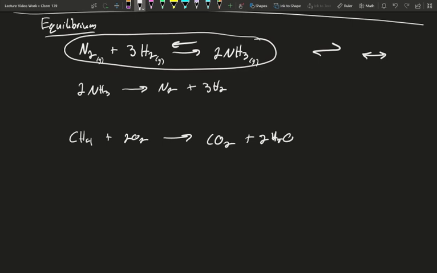In the methane example, we can presume that 100% of our material becomes CO2 and water. But in the ammonia example, maybe only 80% succeeds at becoming ammonia. Maybe only 20% does, and ammonia is really good at going back to starting material. Let's think about equilibriums a little bit more.